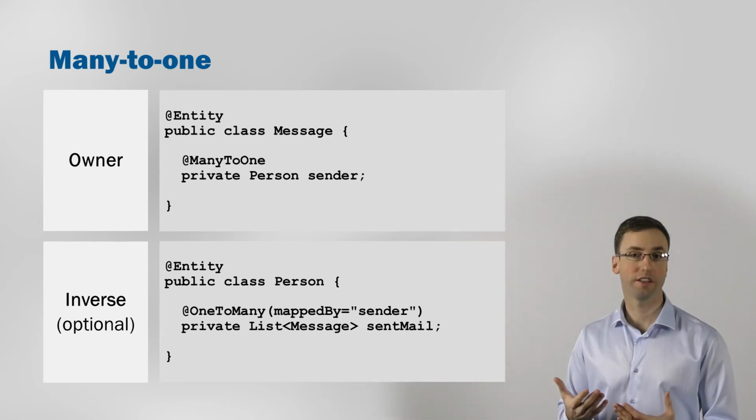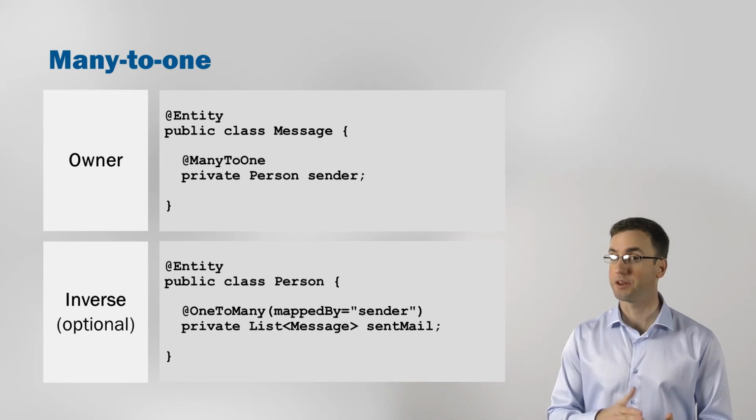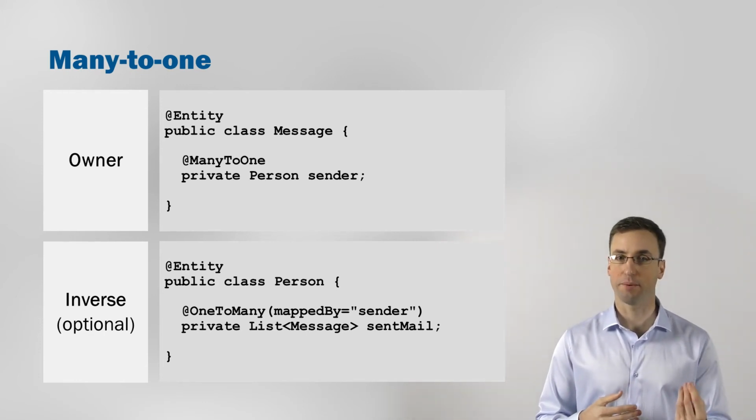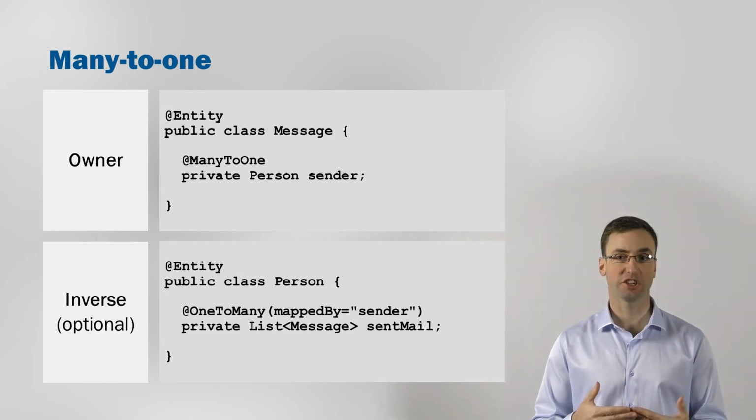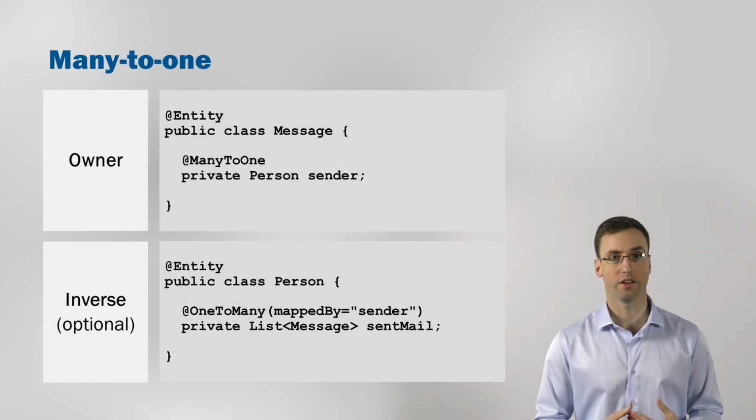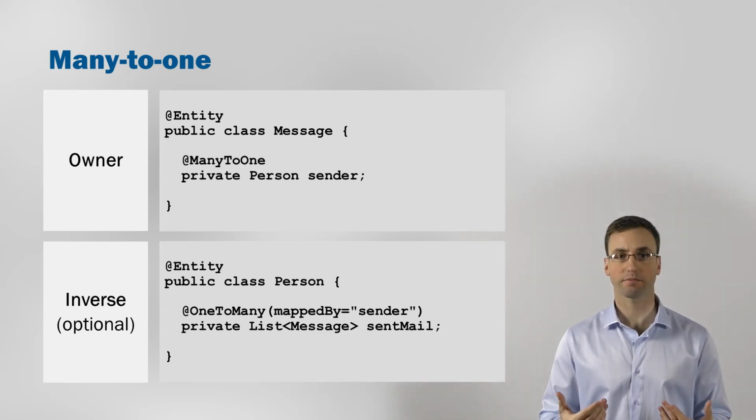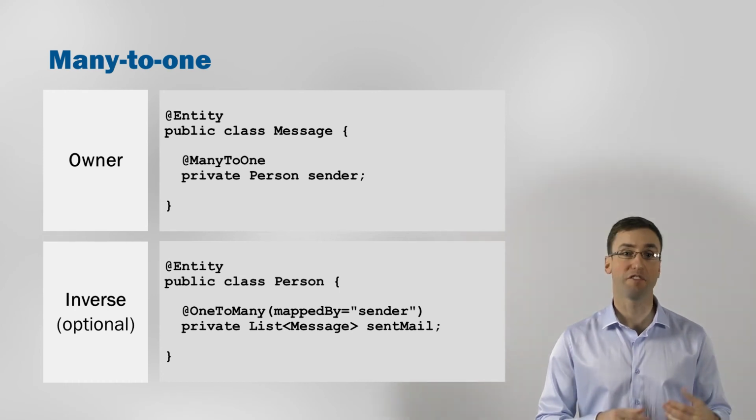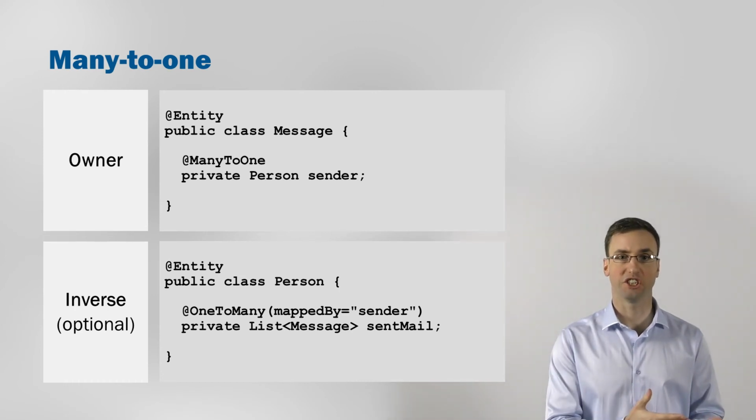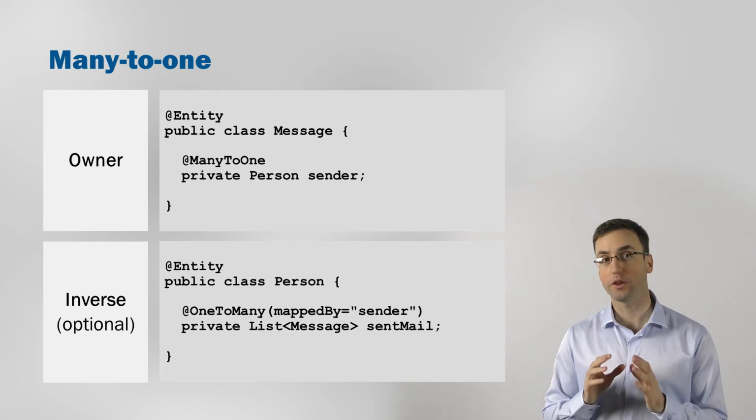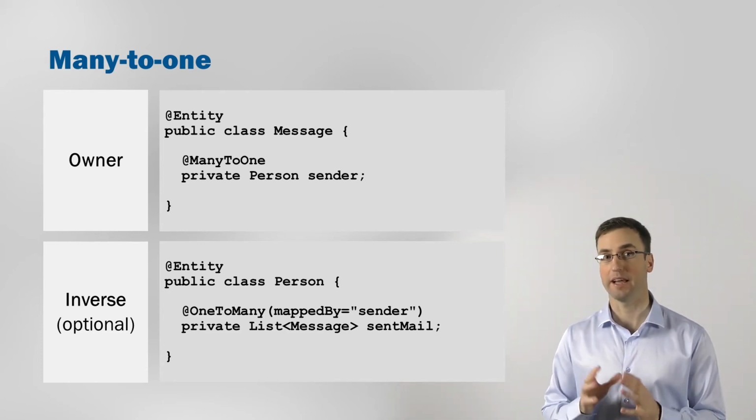You should also note that the inverse relationship is one-to-many. This makes sense because from the perspective of the person entity, the sent messages relationship is one-to-many. One-to-many and many-to-one are inverses of each other. So this single example shows both cases. If you've got both sides of a many-to-one relationship, the owner must always be the side which declares the many-to-one field. Only the one-to-many annotation has a mapped by element.